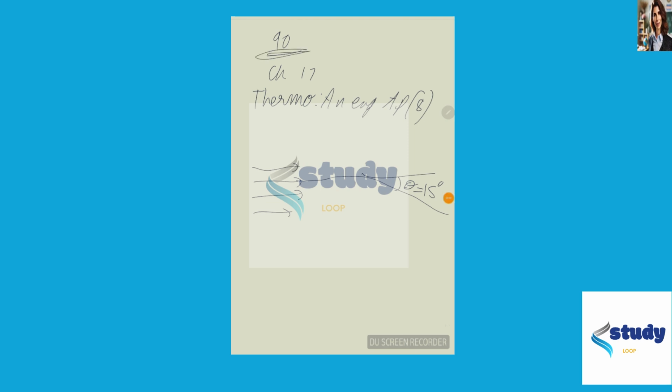So we are solving problem 90 now of chapter 17 of Thermodynamics: An Engineering Approach, 8th edition. We have airflow with the following initial conditions: the pressure, the temperature, 240, and the Mach velocity.